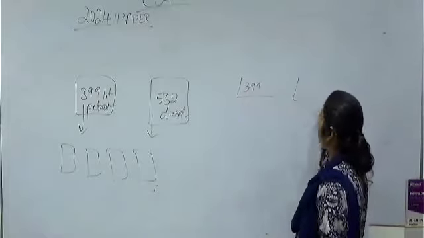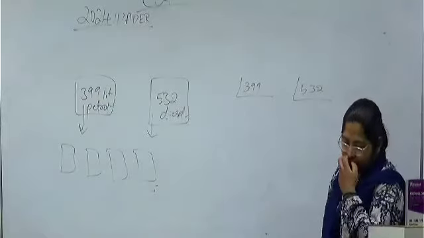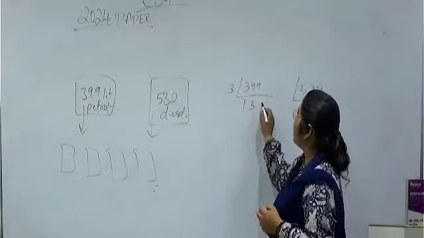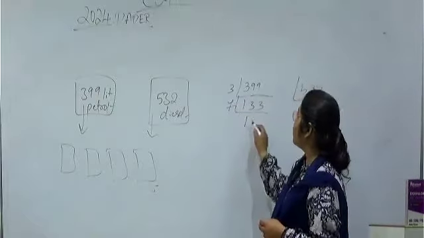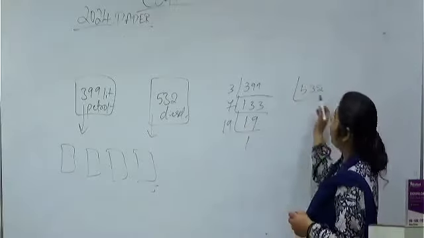399 HCF you do, 532 HCF you do. What do you get? 399: 3 ones are 3, 3 threes are 9, then 7s you can take, 7 ones are 7, 19s are 19, and 19 ones are 19.